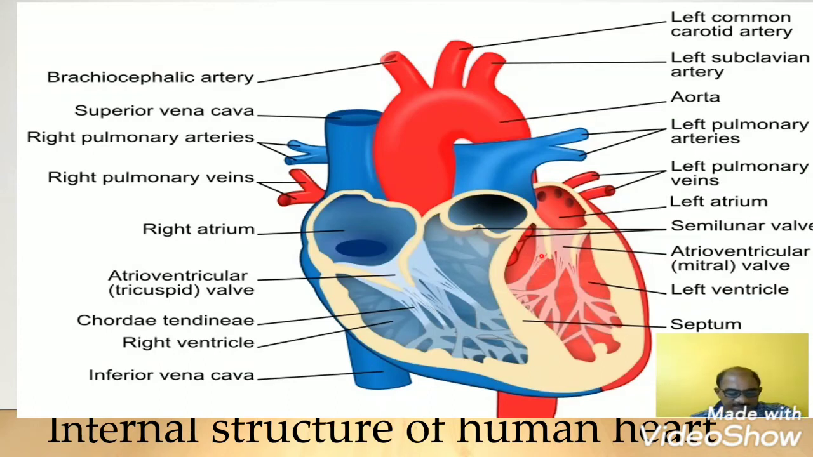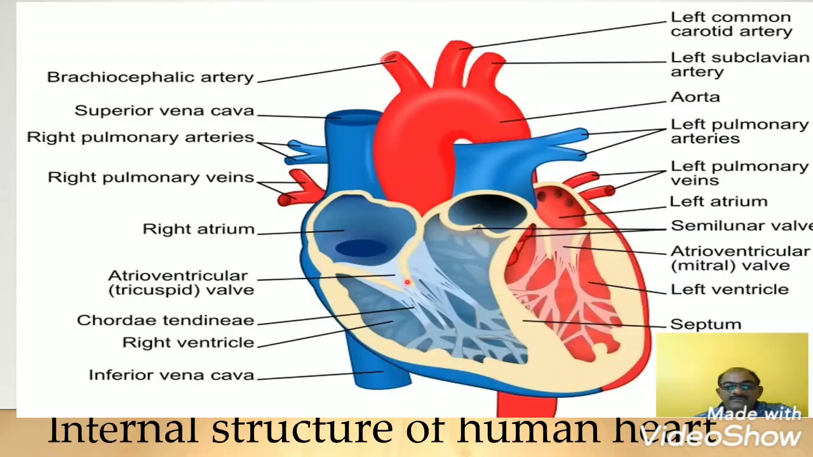Then the valve is attached to the papillary muscle. This valve is attached to the papillary muscles of the ventricle by chordae tendineae. So that structure is called chordae tendineae. These chordae tendineae protect the valves from backflow of blood into the atria during contraction of the ventricle. Means here the valves are present.